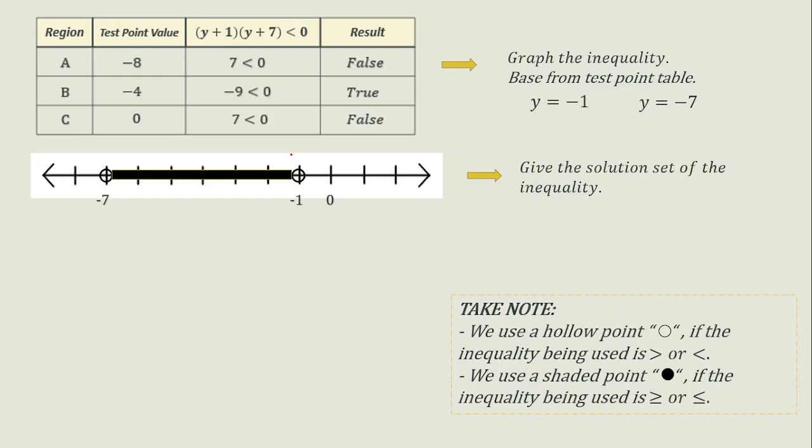Now we are now going to find the mathematical statement for our solution set. So the answer will be the solution set of the quadratic inequality is x such that x is greater than negative 7 but less than negative 1. So this is our answer.